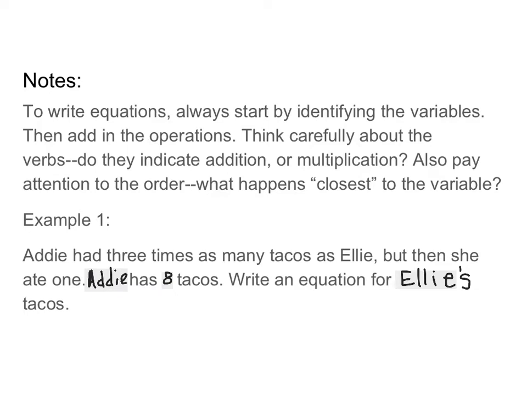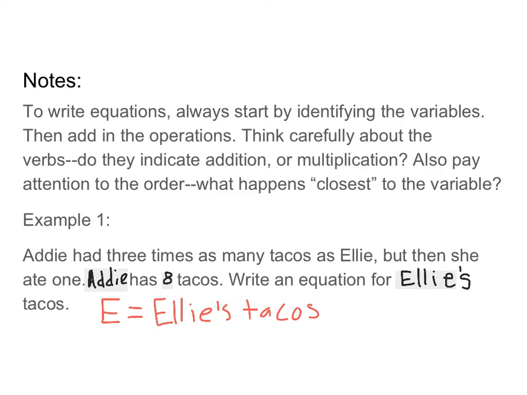Addie had 3 times as many tacos as Ellie, but then she ate one. Addie currently has 8 tacos. Write an equation for Ellie's tacos. So we know how many tacos Addie has. We don't know how many Ellie has, but we can figure it out pretty easily. So our variable is going to be E for Ellie's tacos. Then we have to think about what's happening to E.